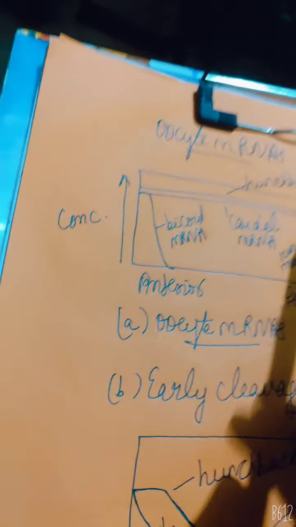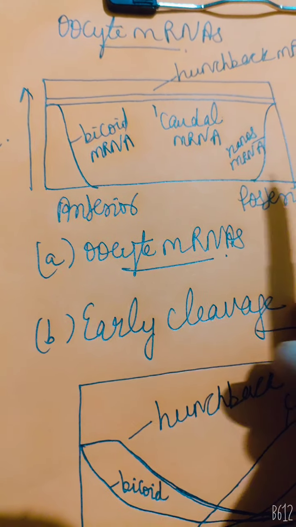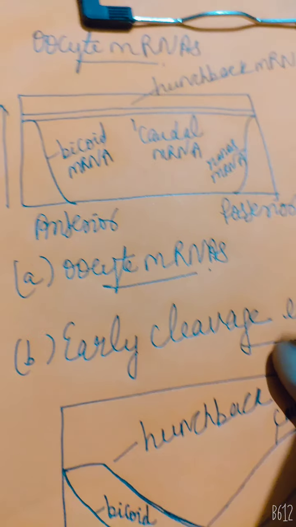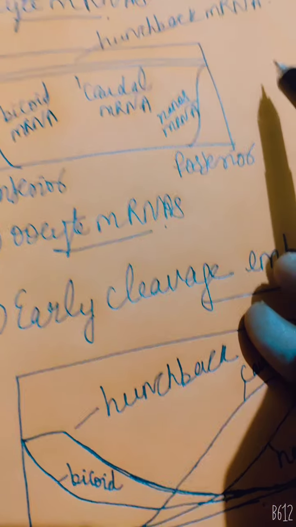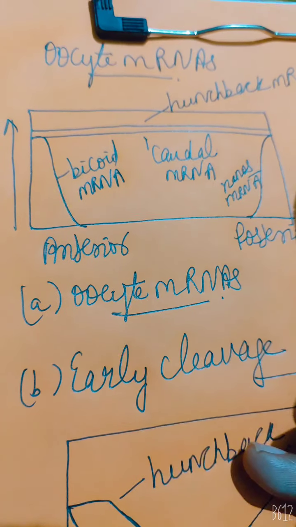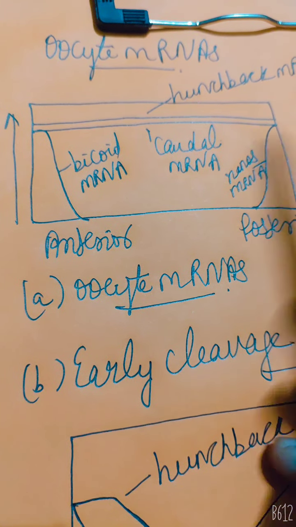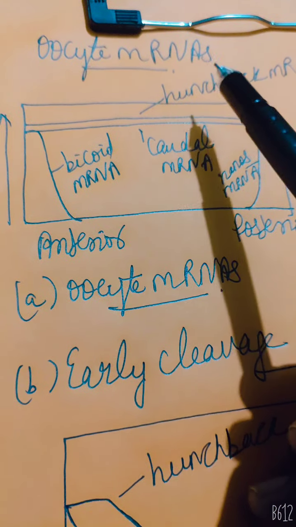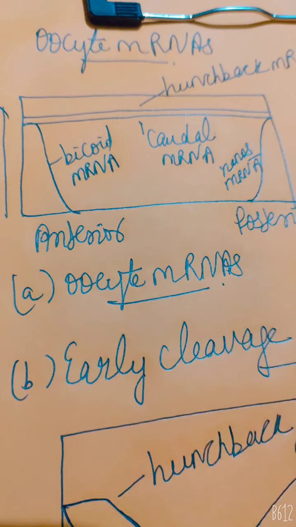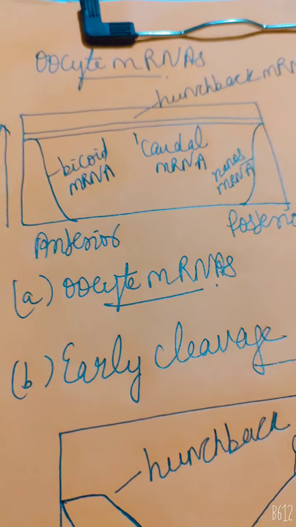Now, in oocyte mRNAs, what I have shown is the concentration of the different mRNAs found inside the oocyte. You know bicoid mRNA is there, caudal mRNA is there, hunchback mRNA is there, and at the posterior end is nanos mRNA. From this diagram, at times they will ask some diagrammatic questions. With this diagram, they can ask you to come to some conclusion. In the first diagram, this is the model of anterior posterior pattern generation by the Drosophila maternal effect genes.